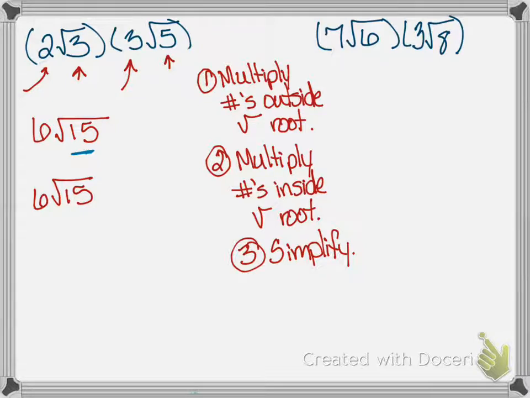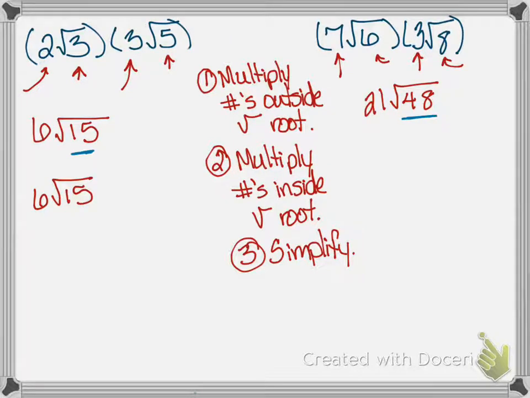Now we're going to do 7 on the square root of 6 times 3 on the square root of 8. So I am going to multiply the 7 and I am going to multiply the 3. So I am multiplying the numbers outside the square root. 7 times 3 is 21. Okay, then I've got the square root of 6 times the square root of 8, and that's the square root of 48. So I have multiplied the numbers on the outside, I've multiplied the numbers on the inside, and now I've got to simplify. This is where students make mistakes.